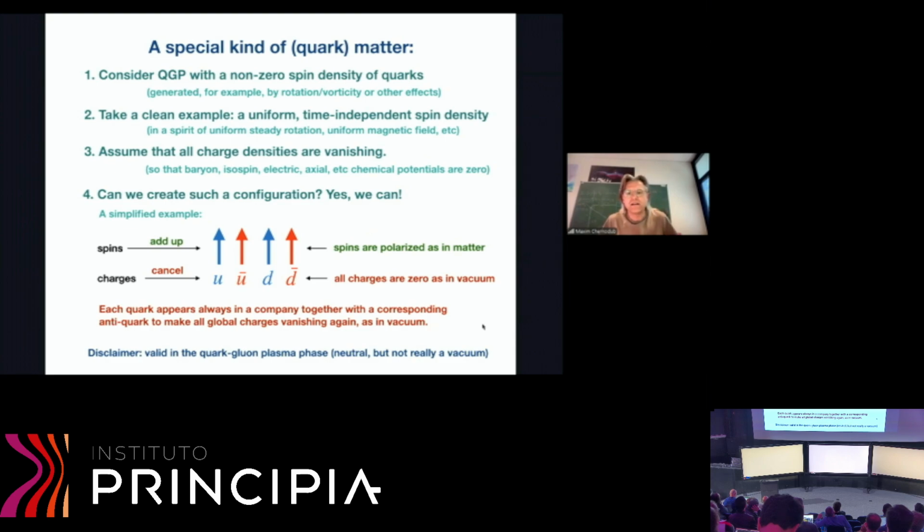So basically, it's like a vacuum, where we have no charges, but contrary to the vacuum, we have spin polarization. Here is the simplest configuration we can imagine. We have u quark, anti-u quark, d quark, and anti-d quark, which have spin polarized along a certain axis. The spins add up, but all the charges, isospin, baryonic charge, electric charge, cancel each other. So we make all charges vanishing again as in vacuum. But it's not really vacuum because it's actually a thermal medium. So we work with a quark-gluon plasma, which is polarized.